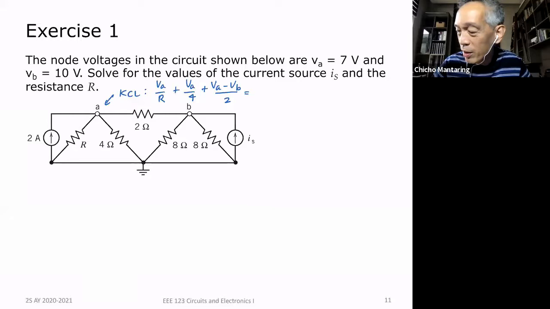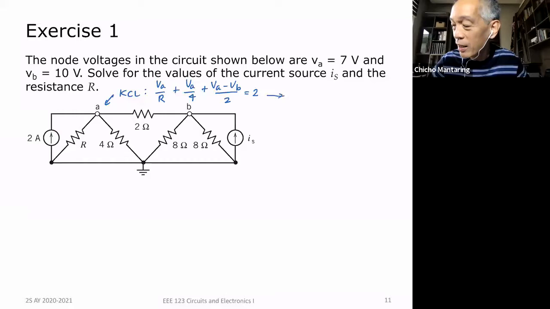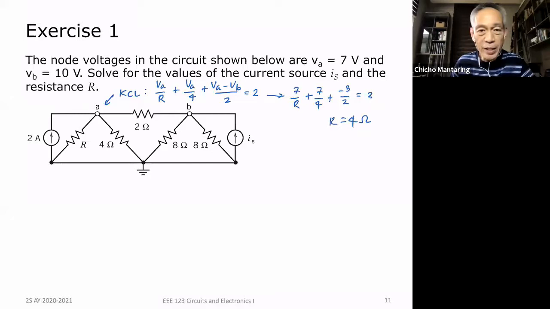This is current entering, and then these are currents leaving. So this is of the form current entering is equal to current leaving. So simple substitution: 7 over R plus 7 over 4 plus VA minus VB. What is VA? 7. What is VB? 10. So minus 3 over 2 is equal to 2. And so for R, you're going to get R is equal to 4 ohms. So very, very simple substitution.